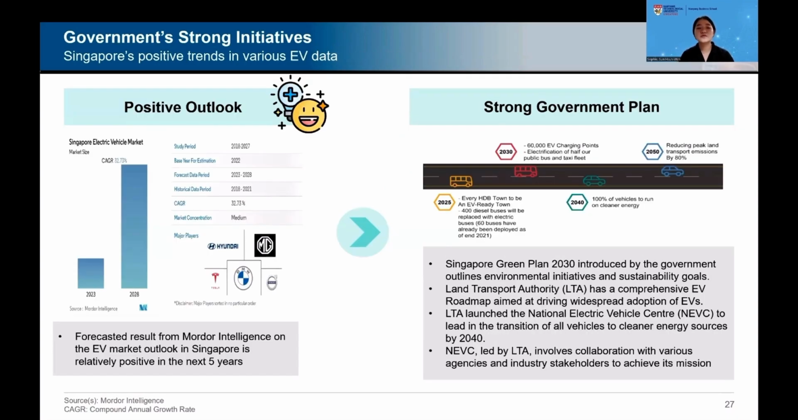Next, we can look at Singapore's strong government implementation to make the full conversion viable. Firstly, Model Intelligence has forecasted the EV market outlook in Singapore, and the result is relatively optimistic in the next 5 years. This forecast is never groundless. Besides the Singapore Green Plan 2030, LTA also introduced the comprehensive EV roadmap aimed at driving widespread adoption of EVs. It also launched the National Electric Vehicle Centre to lead the transition by 2040 while collaborating with various stakeholders. Overall, the plan is comprehensive and shows Singapore's dedicated commitment to full conversion in the near future.